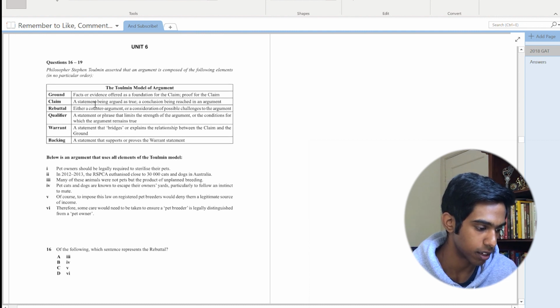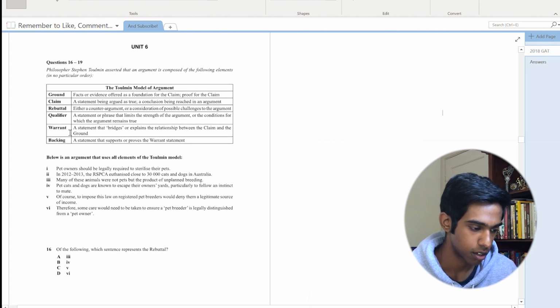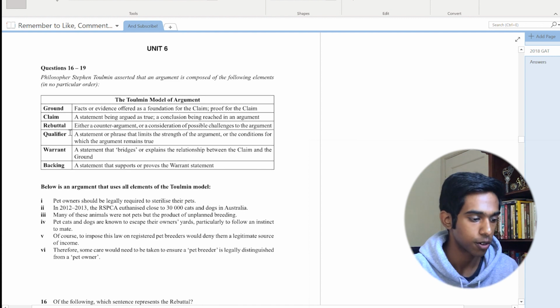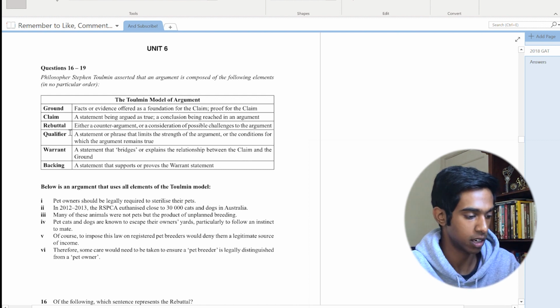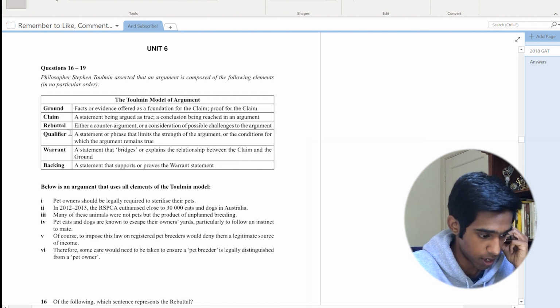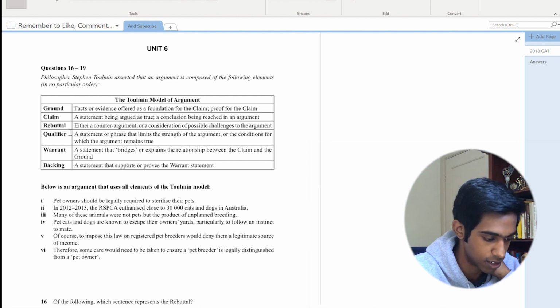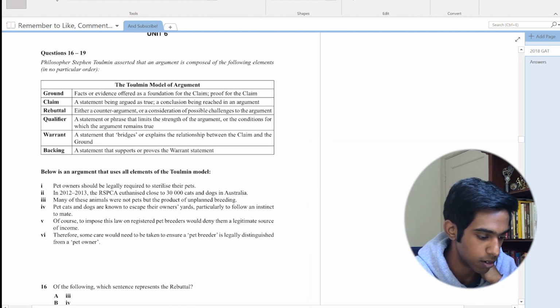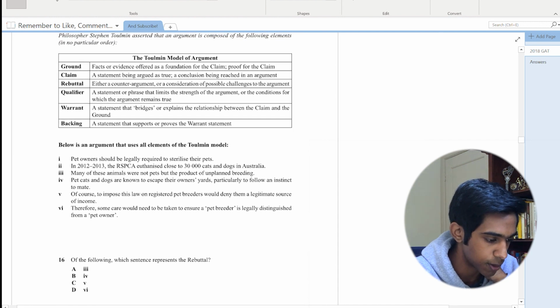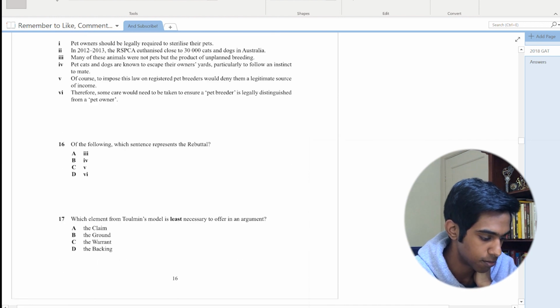So now we are doing, okay. So philosopher Stephen Toulmin asserted that an argument is composed of the following elements in no particular order. Okay. And then there are several things in this table. And then below is an argument that uses all elements of the Toulmin model. And then I suppose we have to look and sort of match what they are.